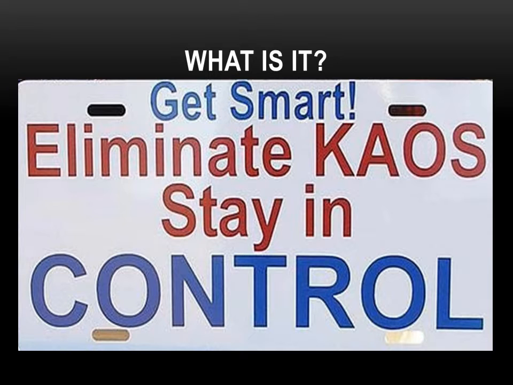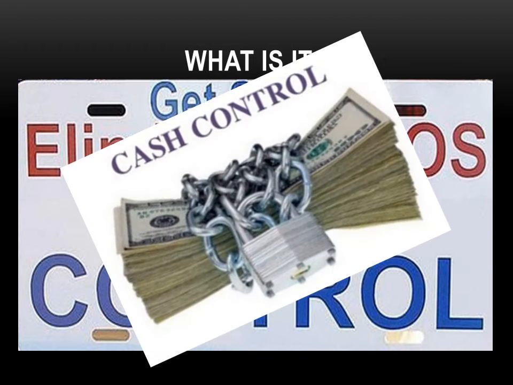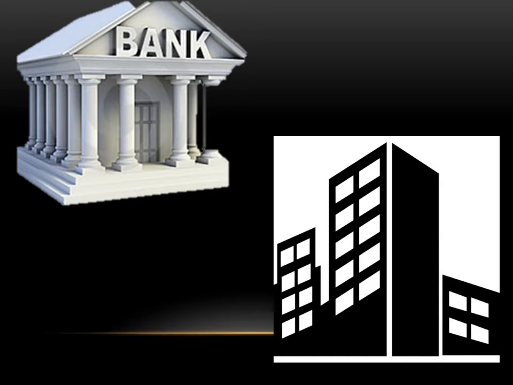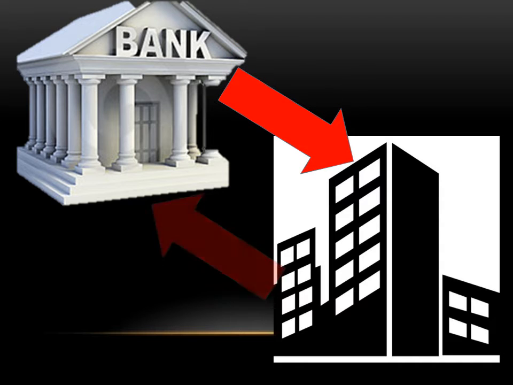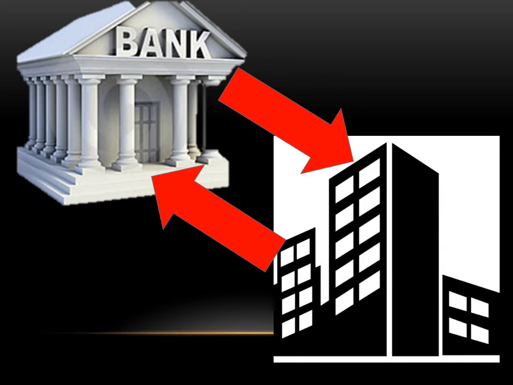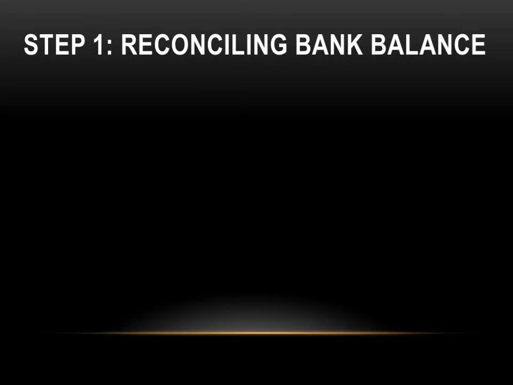What is it? Well, firstly, bank reconciliation is a form of internal cash control, and it's all about getting smart so you can eliminate chaos and stay in control of your business and its cash. It's essentially a way that the business manages its cash and keeps it under control. Essentially, it's the way that the bank and the business make sure they have the same bottom line actual cash balance by making sure that they both have the same number at the end of their bank reconciliations.